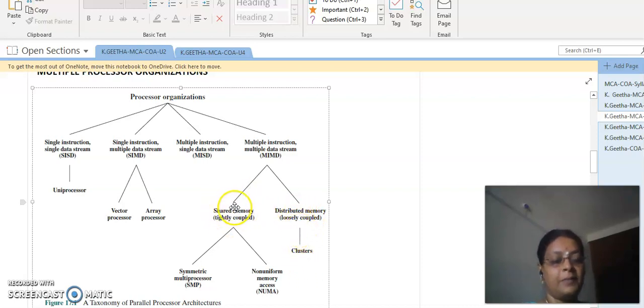And coming to shared memory, again here the shared memory can be made as uniform access. It can have uniform memory access time with all the symmetric processors, or it may have non-uniform memory access. So this completes the discussion of multiple processor organization.